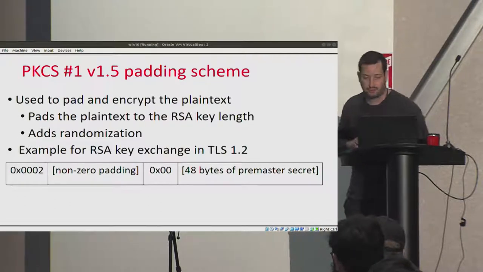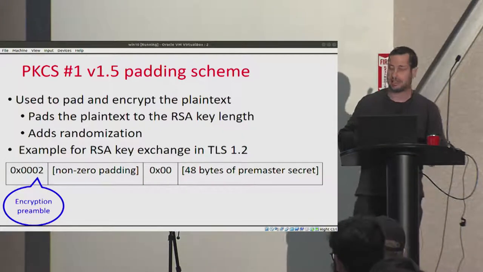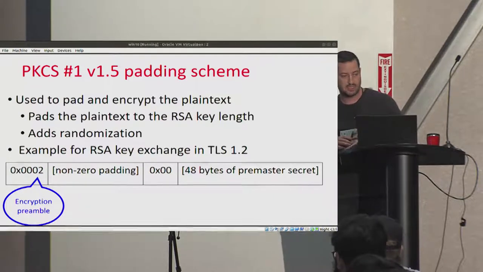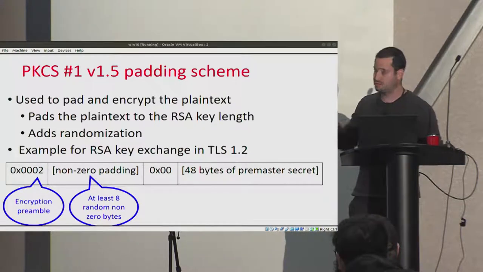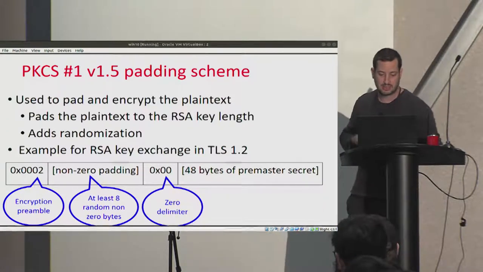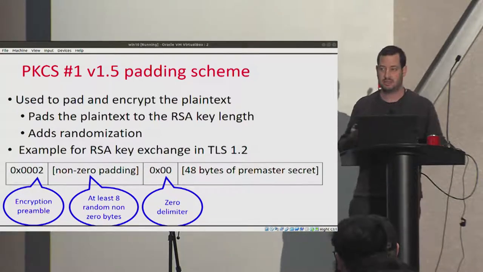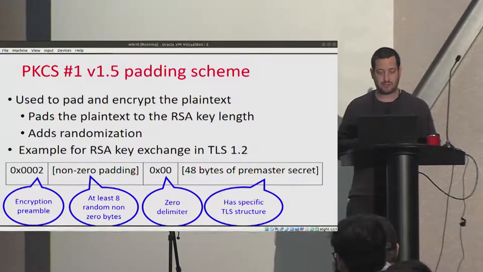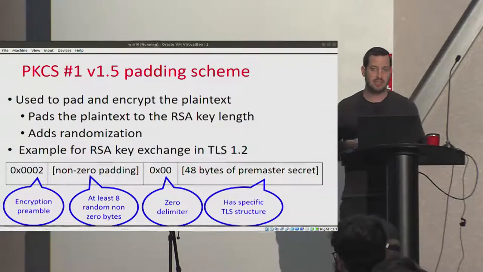Okay, so this is an example of what is done in TLS 1.2. Basically, we start with an encryption preamble. It's 2 bytes, 0 and 2, that states this is an encryption process. Then we have 8 random non-zero bytes. This makes sure that the number is random, and also that the number is large enough. We have a zero delimiter, because in the general scheme we don't know the actual size of the plaintext that we want to encrypt, although in TLS we do know it. And in TLS, we have 48 bytes of the actual pre-master secret that is generated by the client and sent to the server.